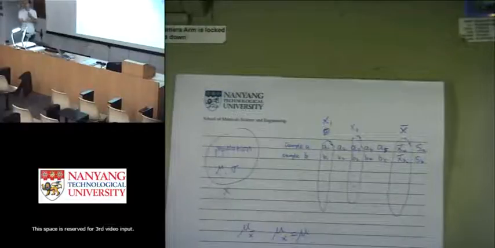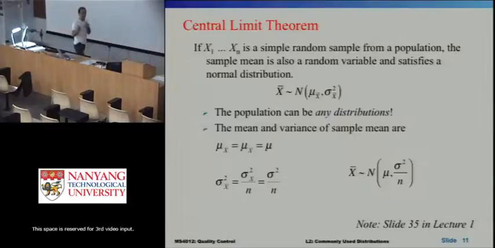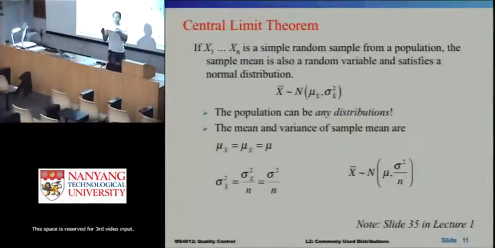And in the linear function part, we know the relation between mu x bar and mu x, sigma x bar and sigma x, right? And for the central limit theorem, they said x bar itself satisfies normal distribution. Here x bar is a random variable, same as we showed before. And x bar satisfies normal distribution with the average mu x bar and variance sigma x bar square.